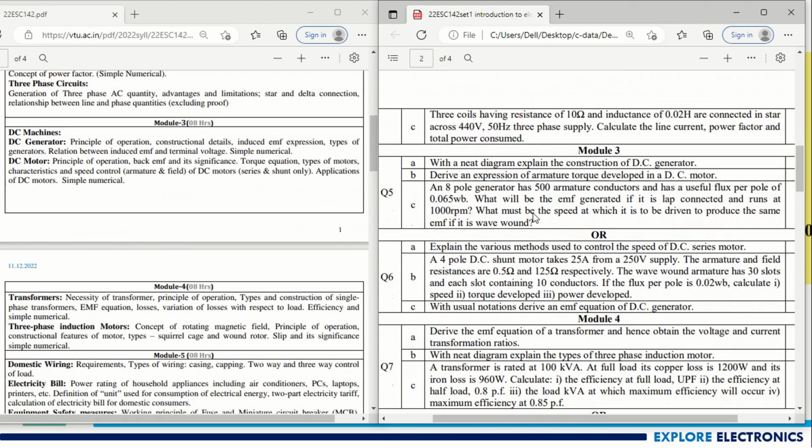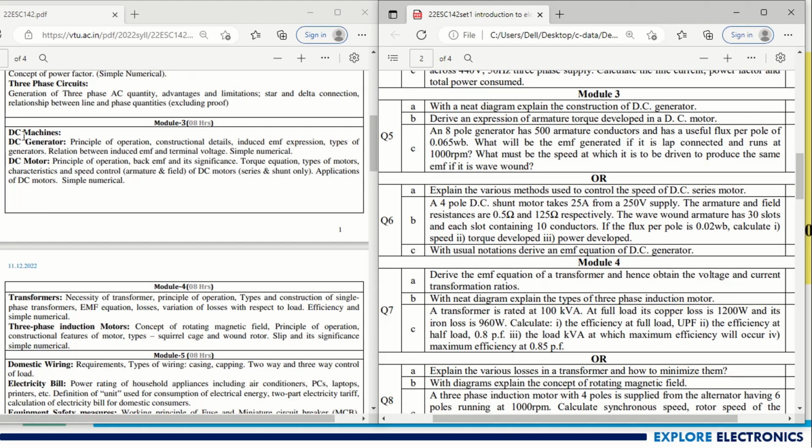Then coming to module 3, look at module 3 now. In module 3 we have DC generator and DC motor, right? So DC generator explanation and construction is in 5A, and you can see here various methods to control a DC series motor. This is in 6A.